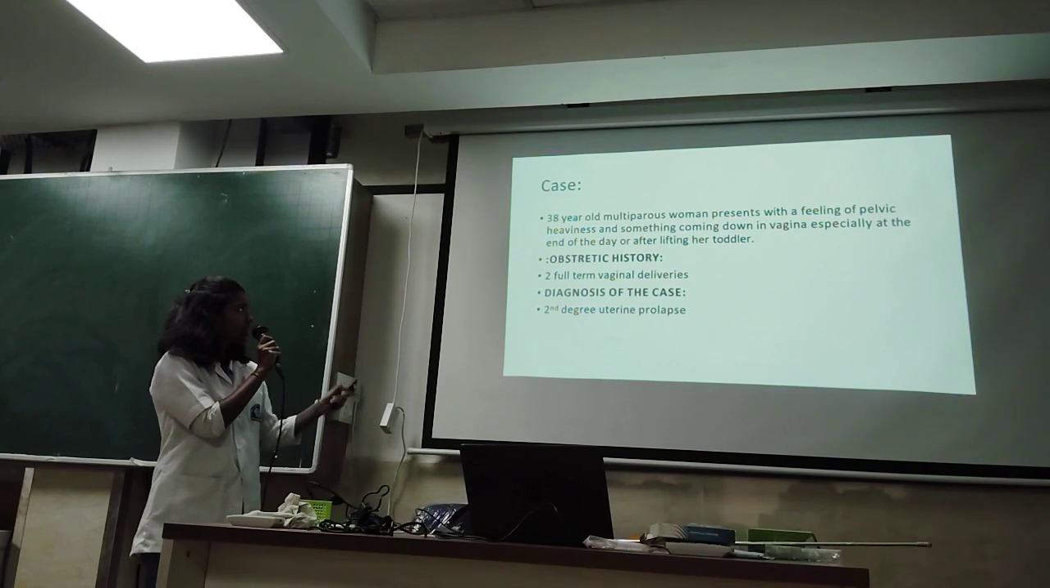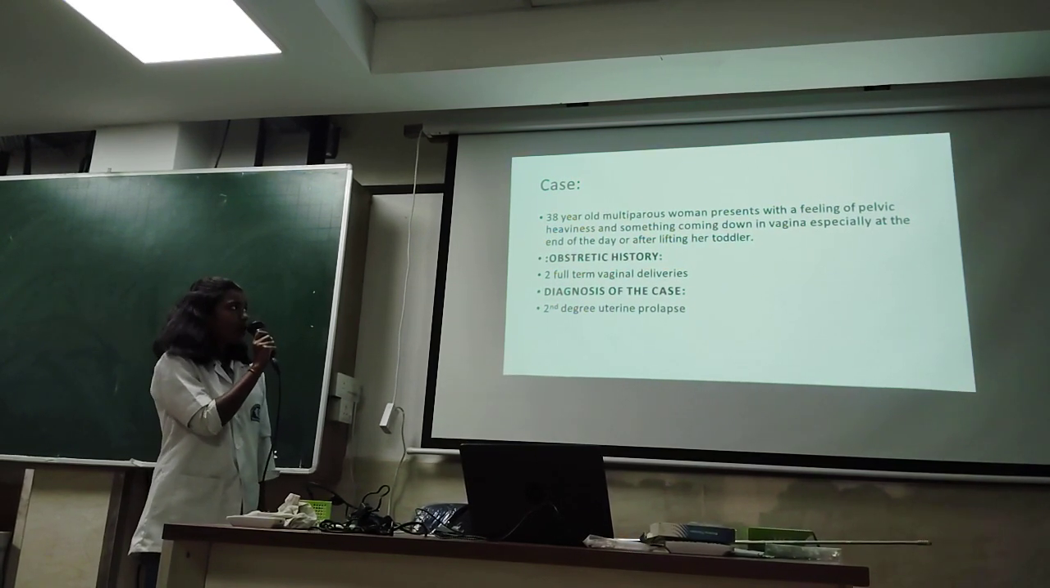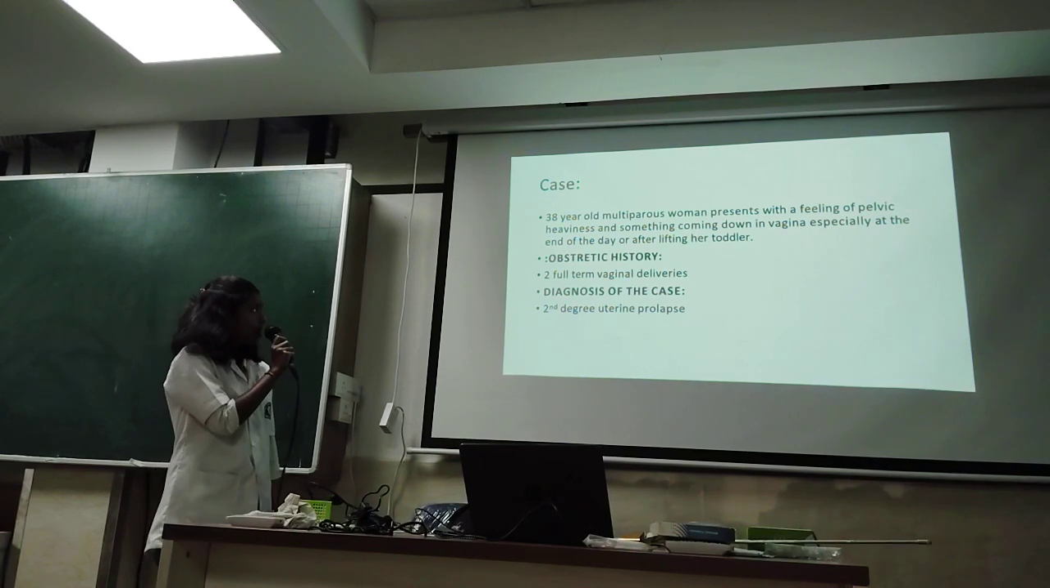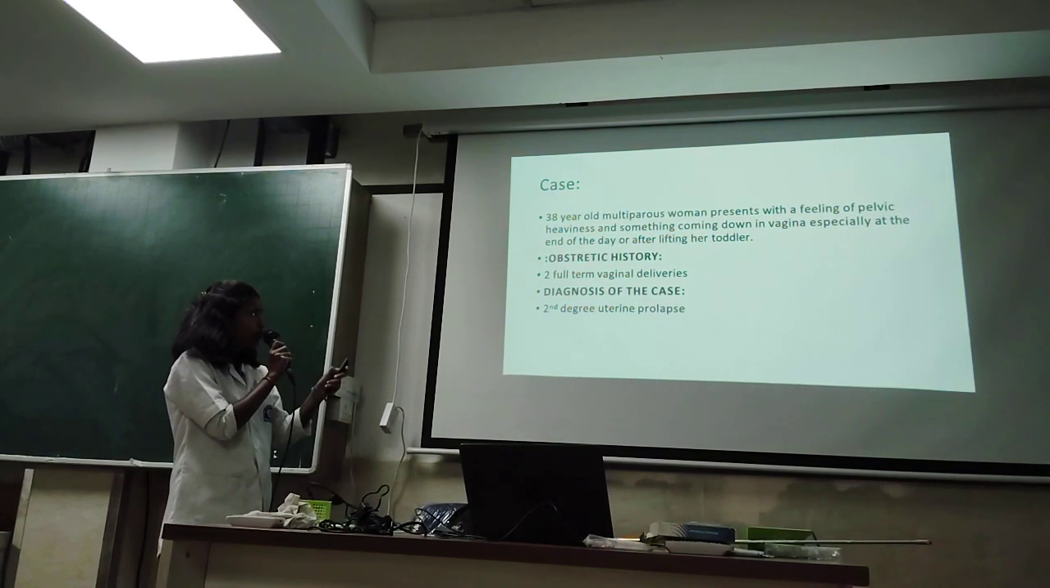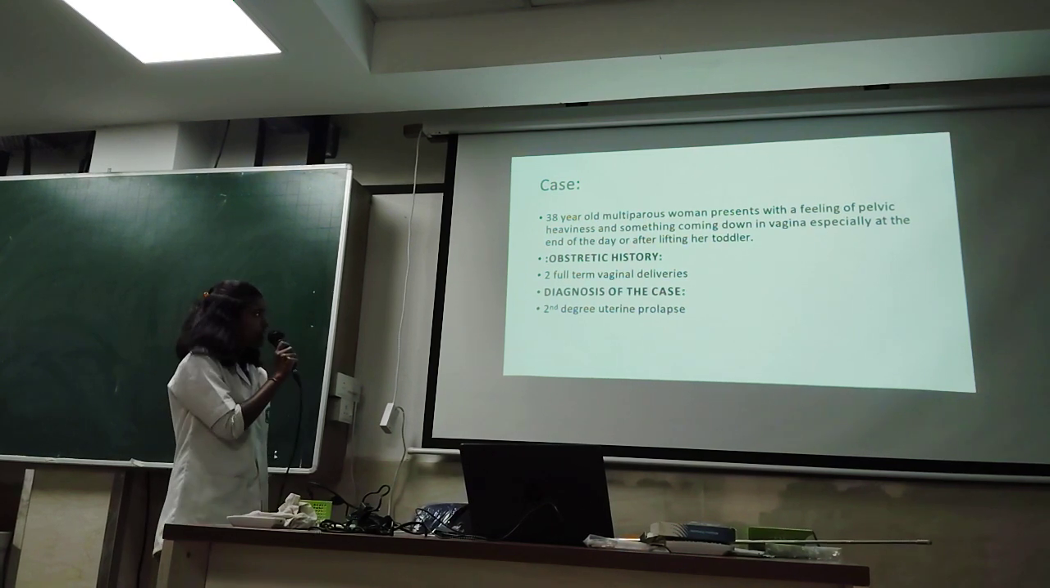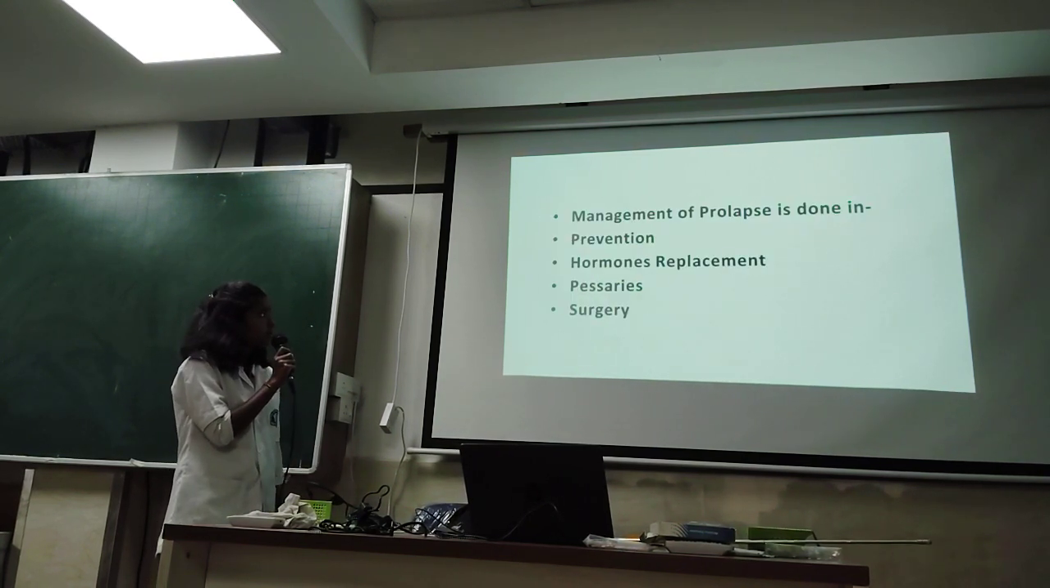As we know, the case is all about a 38-year-old multiparous woman who presents with the feeling of pelvic heaviness and something coming down in the vagina, especially at the end of the day or after lifting her toddler. About it, the obstetric history is of 2 full-term vaginal deliveries. The diagnosis of the case is second-degree uterine prolapse.